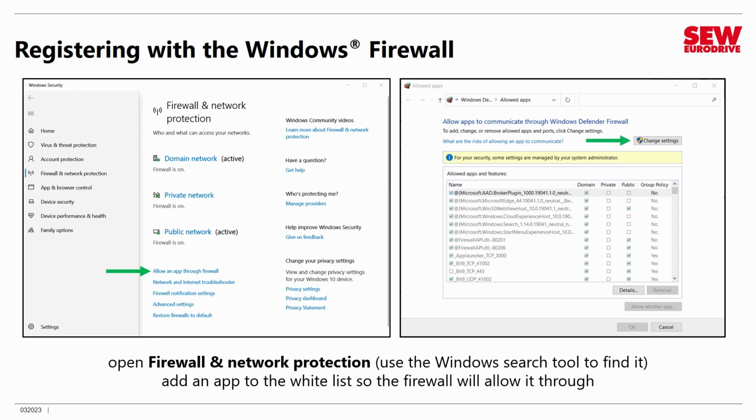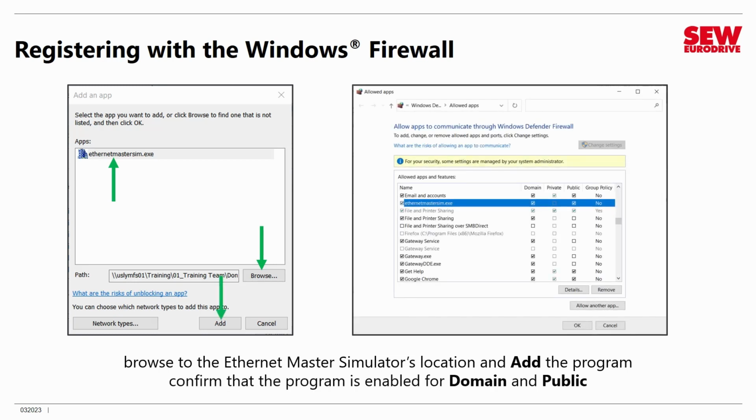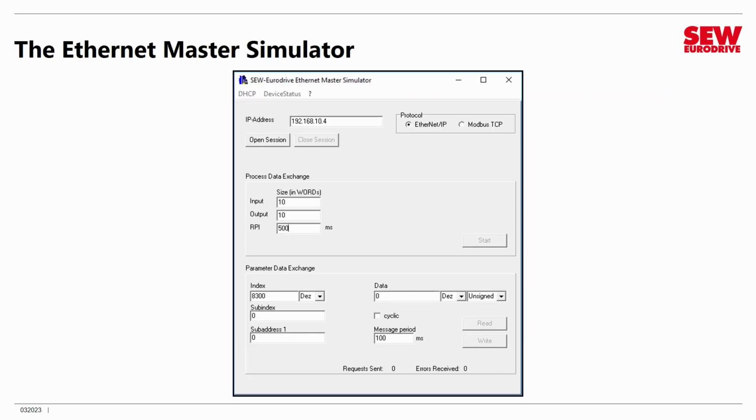You pick change settings. You click add another app. Then you browse to wherever the Ethernet Master Simulator is located on your hard drive. Then click add. And then last thing to do, confirm that the checkboxes for domain and public are both checked. Click OK, and you're good. And at that point, you should be able to fire up the Ethernet Master Simulator and communicate without being blocked.